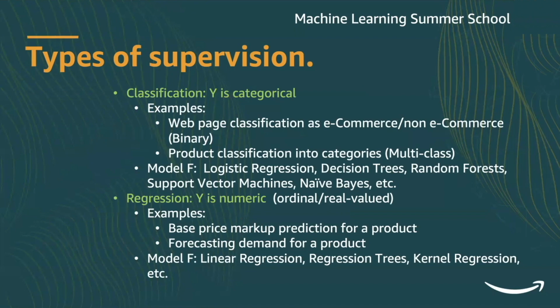These are essentially the two broad kinds of supervision. If you have Y that's categorical, or it's just classes 1, 2, 3, 4, and so on, it's called a classification problem. And if your Y is numeric, you have a regression problem. A classification problem is like if you want to classify into one of the 100 products, or into the various categories you've got. And regression examples are like product demand forecasting or base price prediction and so on.